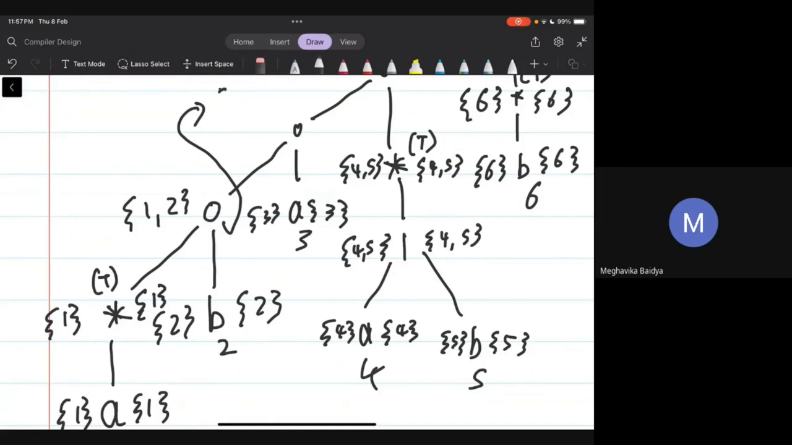So for the last pos, you check the nullability of C2. Again, C1 is this, C2 is this, and the nullability of any terminal is always false.